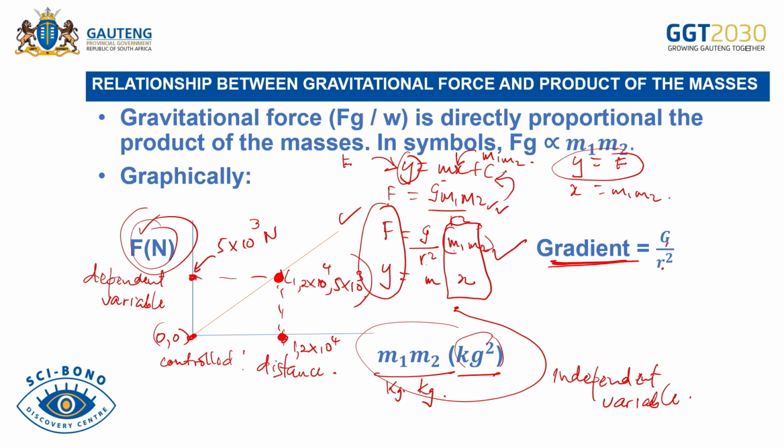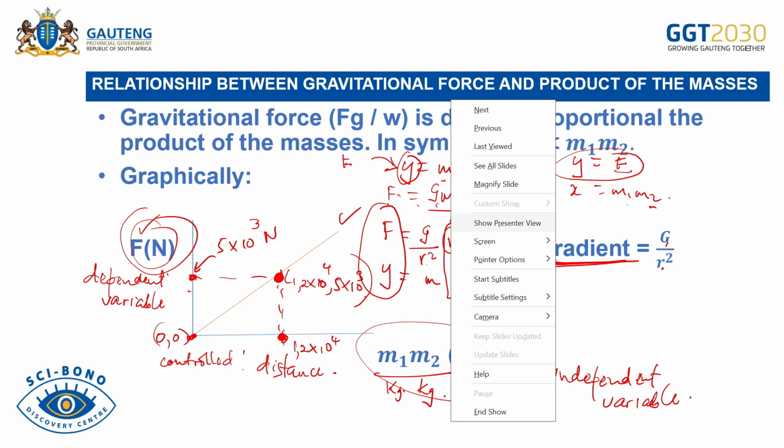So I hope you saw how we got that G over r squared. This is a straight line, right? If it is a straight line, we are doing maths. The equation of a straight line is y equals mx plus c, right? Then our y according to this graph should be F. As you can see, along the horizontal axis, our x should be M1 M2. Then you go straight to the data sheet and check the equation where you'll get F and M1 M2. There's only one equation: F equals G M1 M2 over r squared.